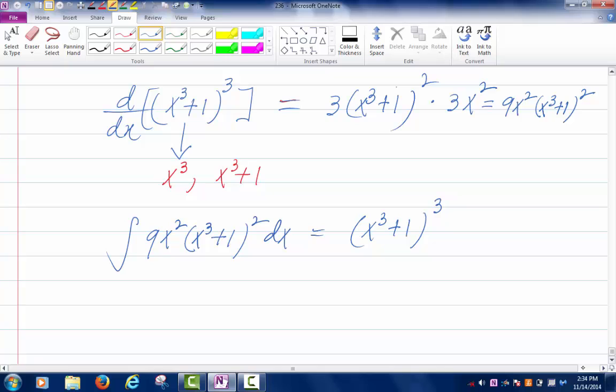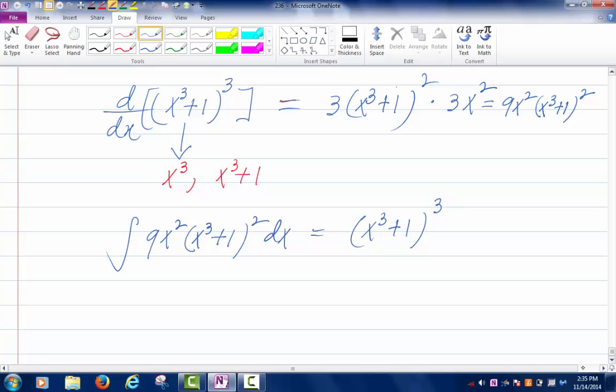But if I give you a random integrand like this, it's not easy to see that it is the derivative of x cubed plus 1 cubed or something else. You agree with that? If I didn't show you this, if I just asked you this, would you be able to say this right away? No. So using the chain rule in reverse is actually harder.